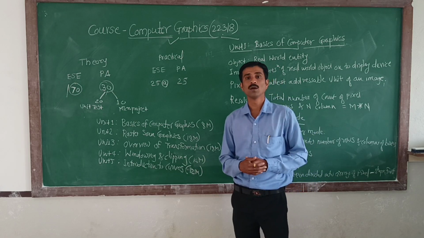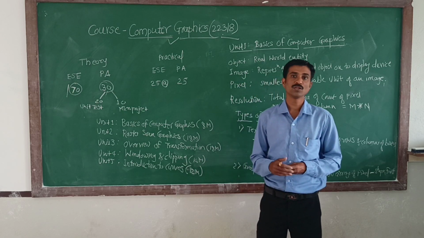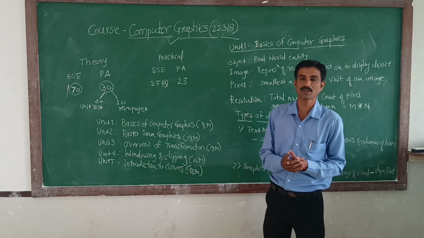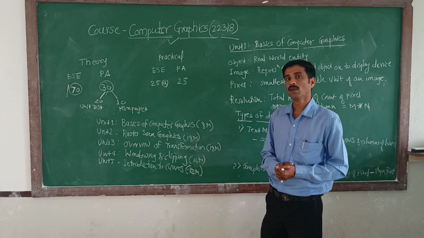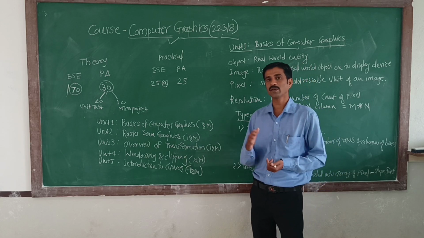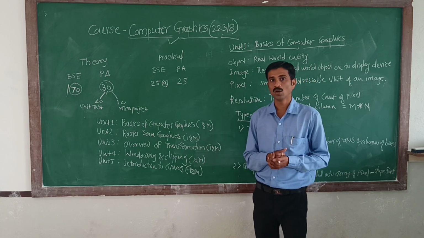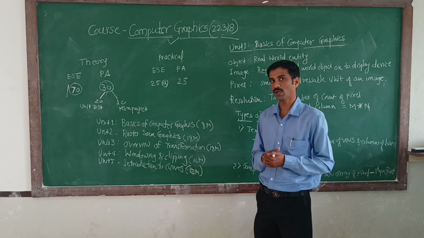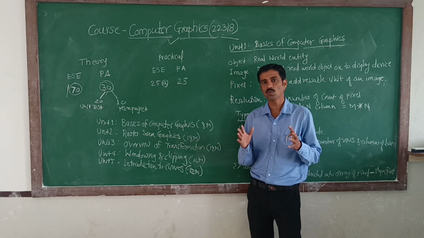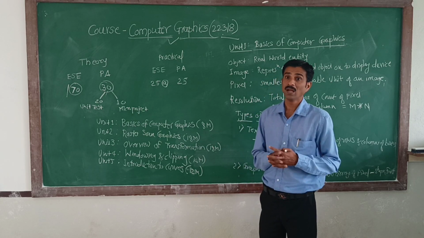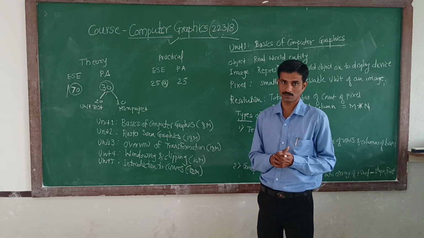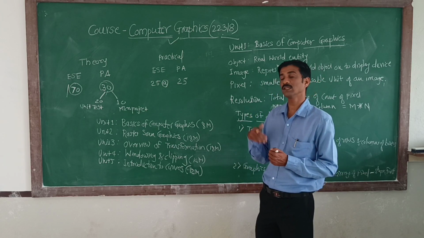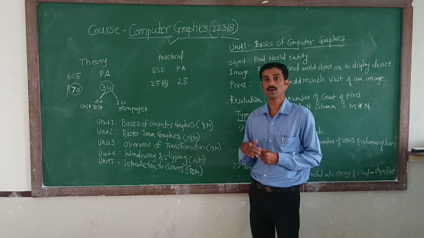It will be asked for 14 marks. In this windowing and clipping we are studying some different algorithms for removing an unwanted portion of the object or of the image. We are removing the unwanted portion of the image or the object, and for that we are using some different algorithms. So in that topic we will see those algorithms.